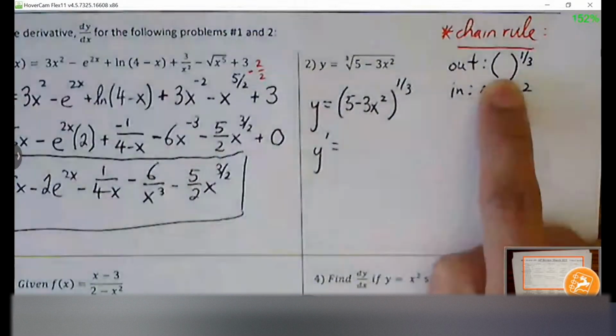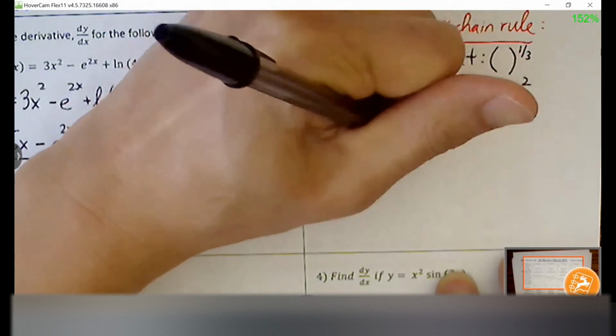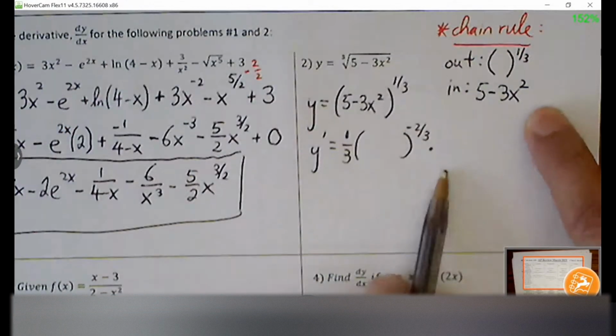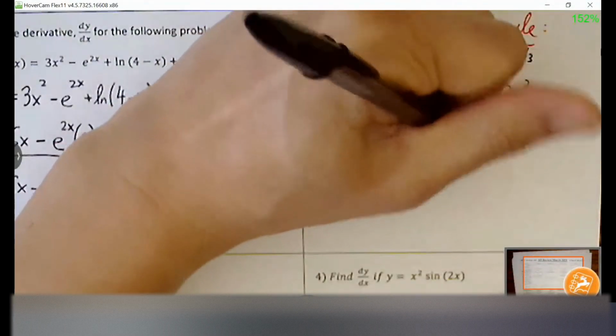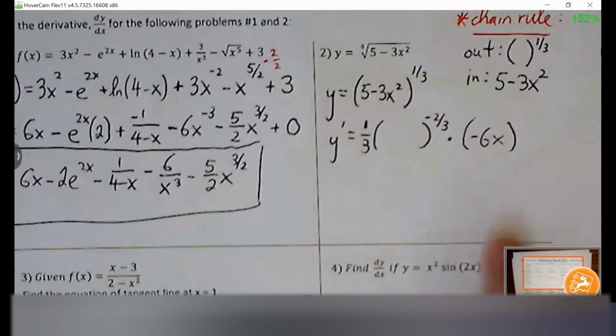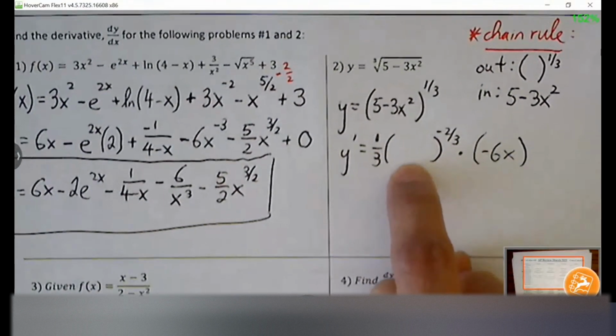Okay, so what's outside's derivative? 1/3 parentheses, subtract 1, times... Negative 6x. Yeah, negative 6x. I think a common mistake I see is sometimes students want to put that negative 6x in this space, but this space is reserved for the original expression.